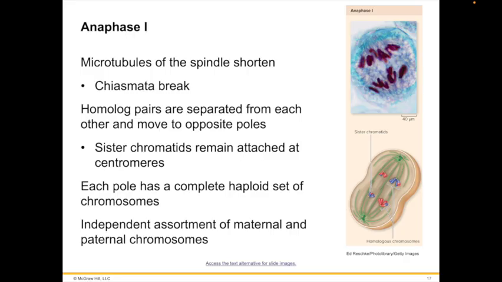Each homolog moves to one pole, taking both sister chromatids with it. When the spindle fibers have fully contracted, each pole has a complete haploid set of chromosomes consisting of one member of each homologous pair.